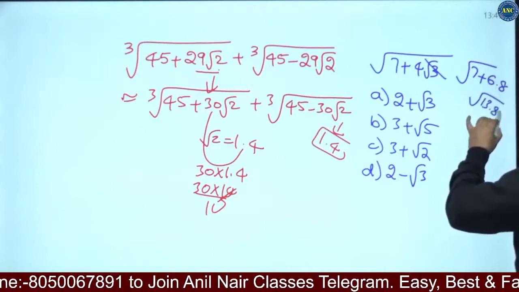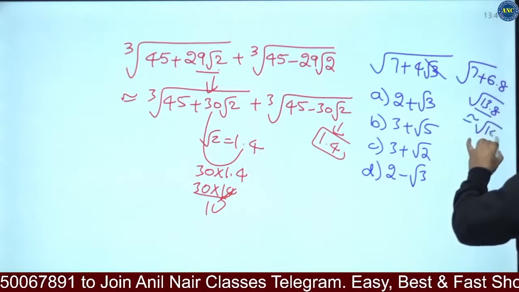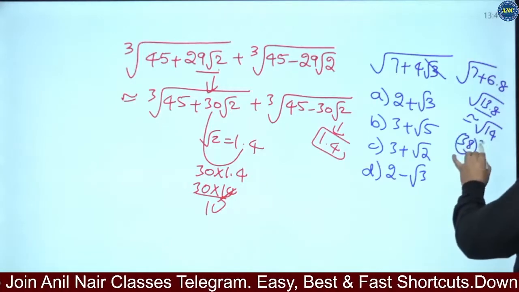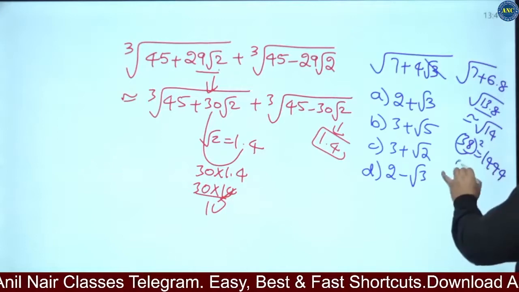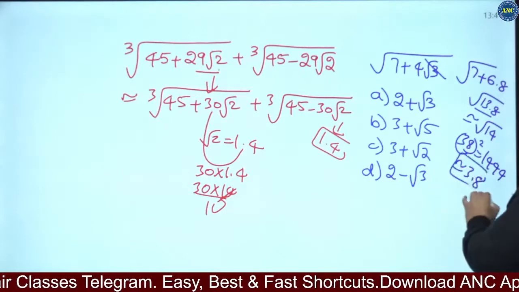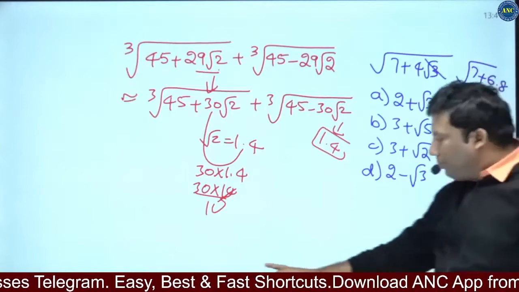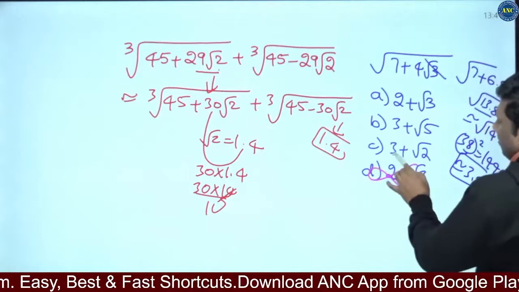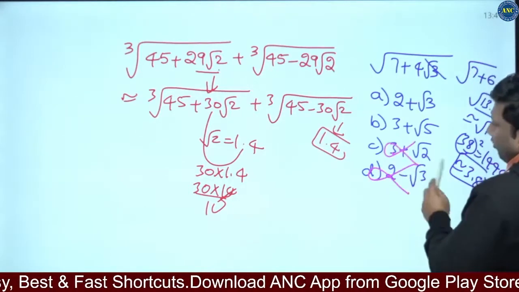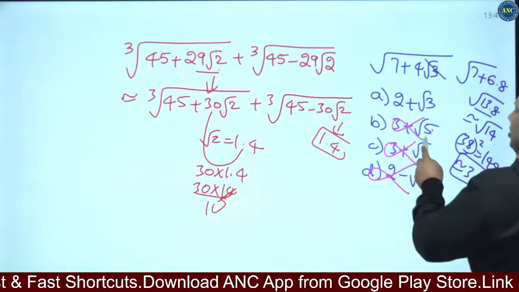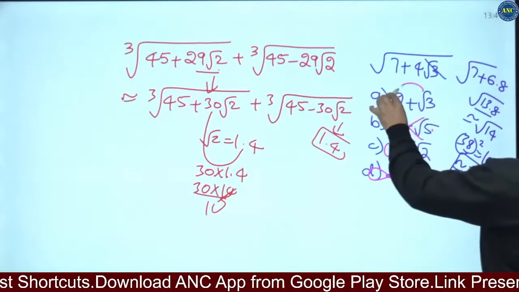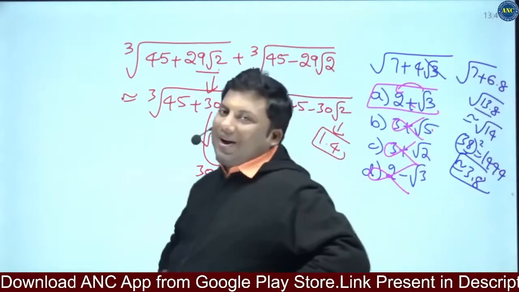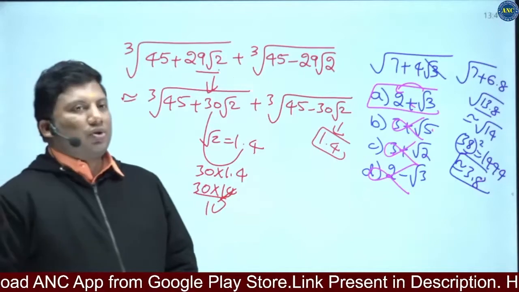Root of 13.8, which is closer to root of 14. 38 whole square is 1,444, so the answer should be closer to 3.8. Any answer that is not closer to 3.8 is not possible. 3 plus 1.4 is 4.4, not possible. 3 plus 2.2 is 5.2, not possible. 2 plus 1.7 is 3.7, which is closer to 3.8. You can also use this elimination approach to get the answer.